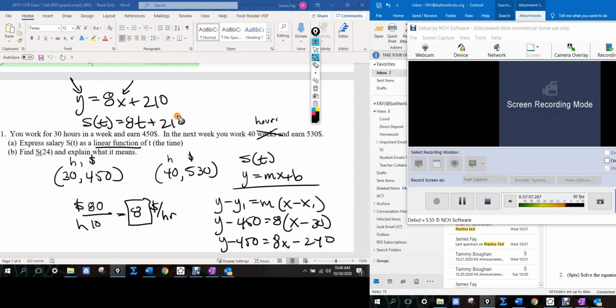And now part B says, what do I do for part B then? Plug in 24. Okay. And what does that mean then? When I plug in 24 and I get a value back, that's how much money I would make working 24 hours.